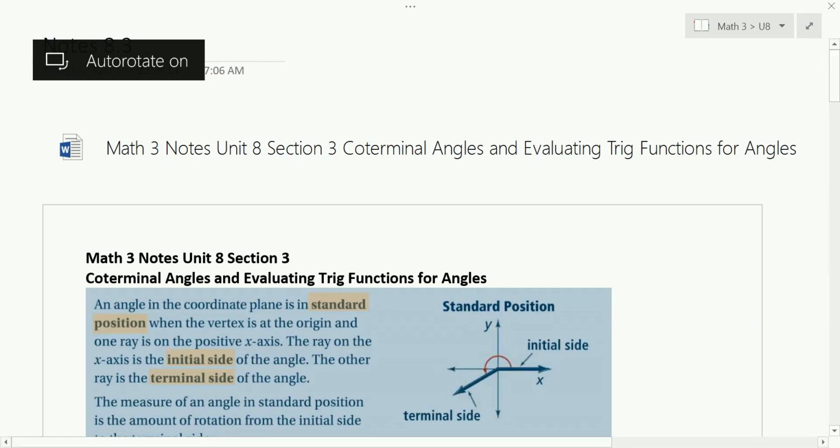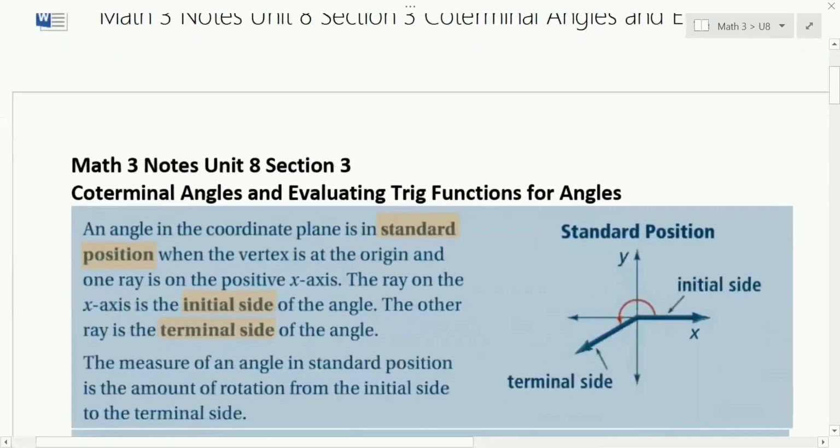Math 3 notes, Unit 3, coterminal angles. We're going to talk about what a coterminal angle is. And we're finally going to get to evaluating trig functions for angles without a calculator.